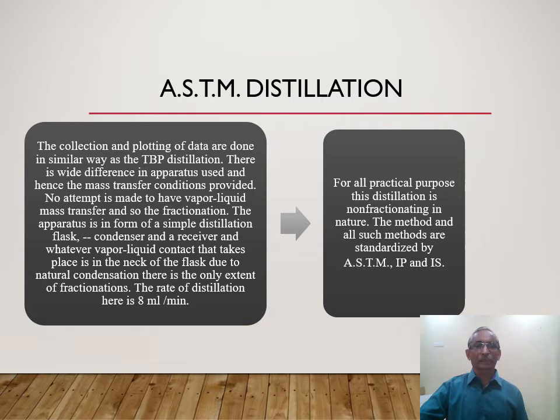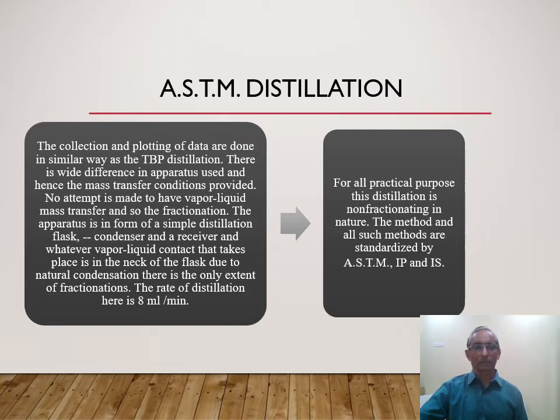The collection and plotting of the data are done in a similar way as the TBP distillation. There is a wide difference in the apparatus used and hence the mass transfer conditions provided. There is no rectification column. No attempt is made to have vapor liquid mass transfer and so no fractionation. The apparatus is in the form of a simple distillation flask, condenser and a receiver. Whatever vapor liquid contact takes place is in the neck of the flask due to natural condensation. That is the only extent of fractionation.